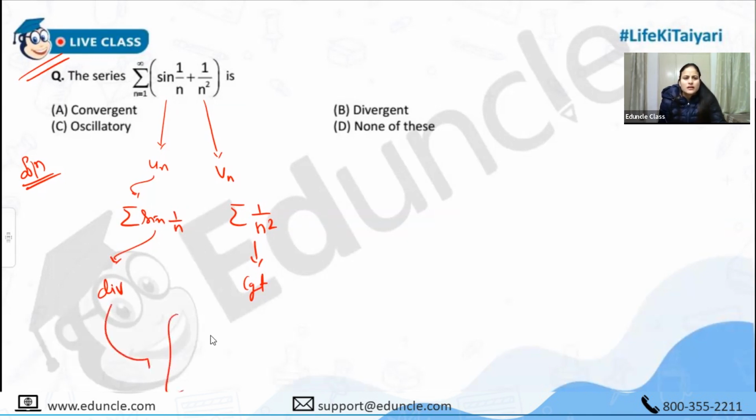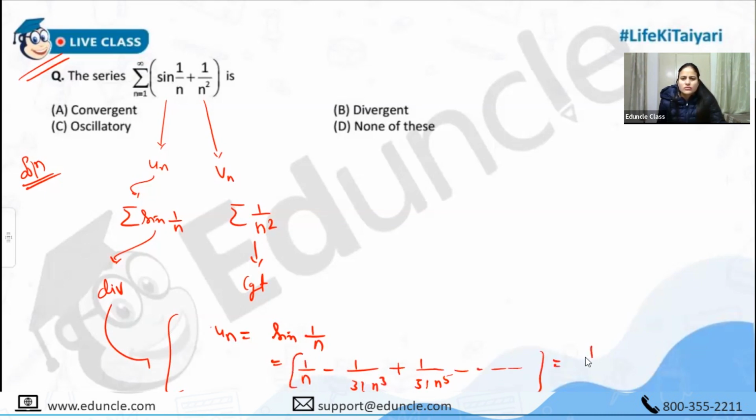Divergent, reason: I can take Un as sine of 1 by n. I can take the expansion. The expansion is 1 by n minus 1 by 3 factorial n cube plus 1 by 5 factorial n raised to 5 and so on. Now I can take 1 by n outside, so 1 minus 1 by 3 factorial n square and so on.